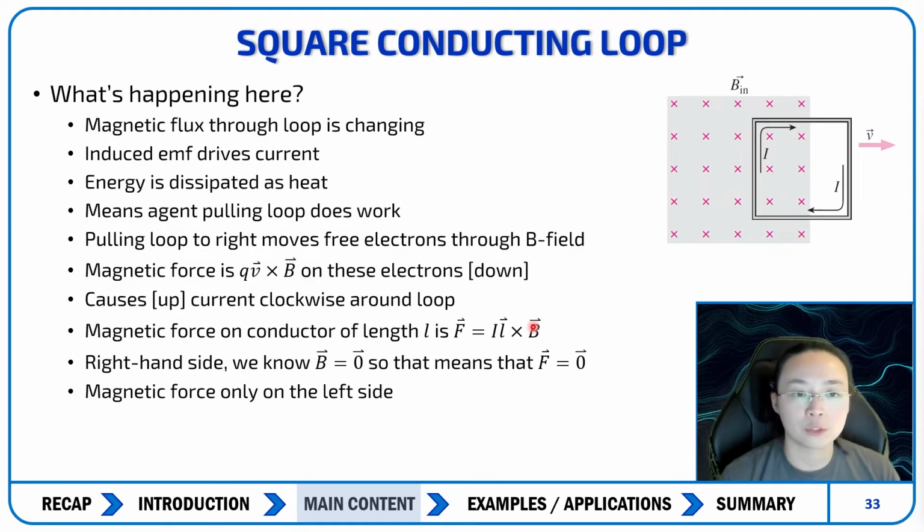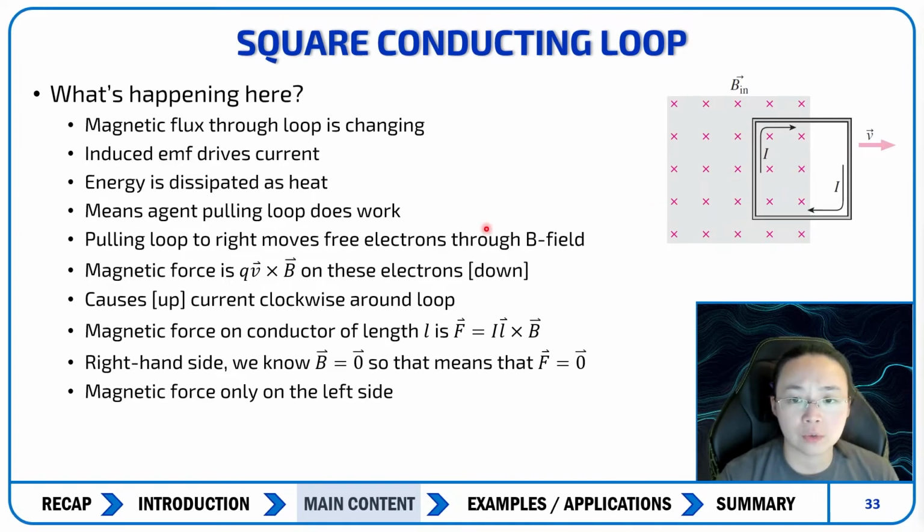So we want to be able to explain every single thing that's happening in this diagram. First, the magnetic flux through the loop is changing. The induced EMF drives the current, and energy is dissipated as heat. But we know that whoever is pulling the loop away from the field is doing the work. And this motion of pulling the loop is going to move free electrons through the magnetic field.